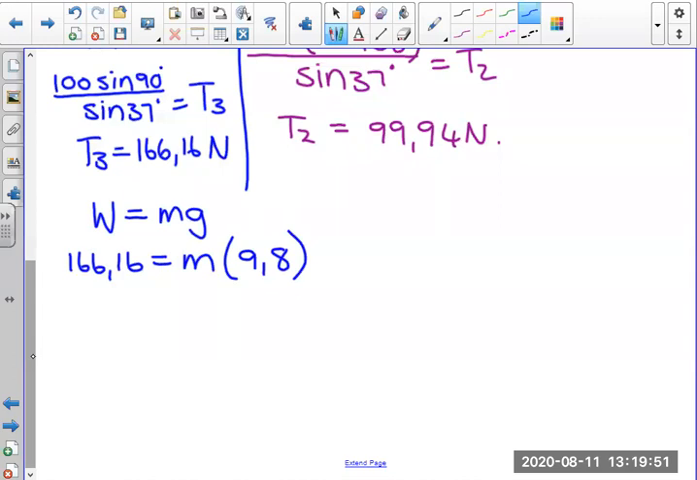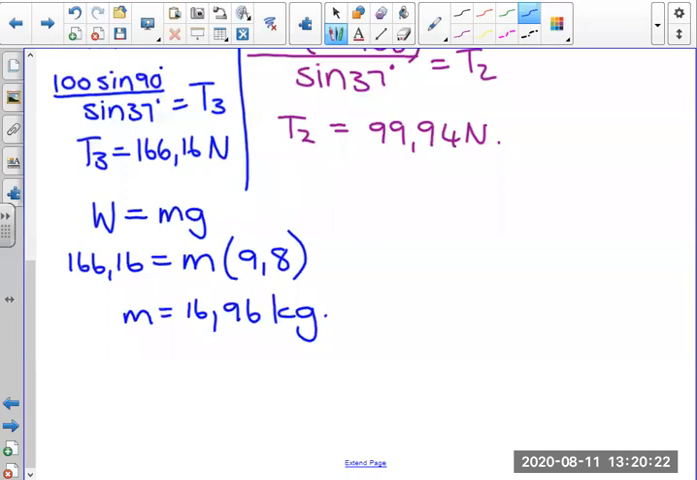So when I work out this mass, I'm going to get an answer of 166,16 divided by 9,8. 166.16 divided by 9.8 gives me an answer of the mass equals 16,96 kilograms. Your answer is in kilograms because in paper 1 we are working with kilograms.